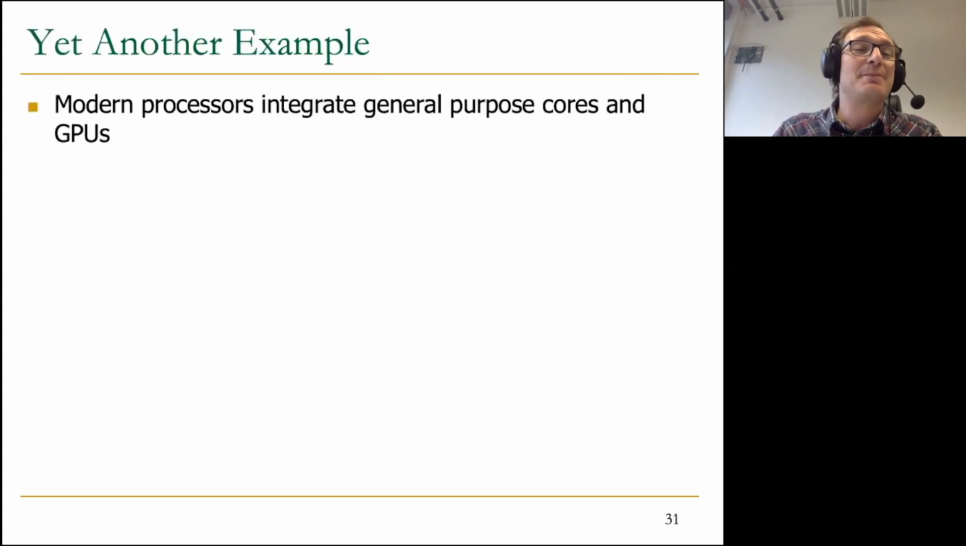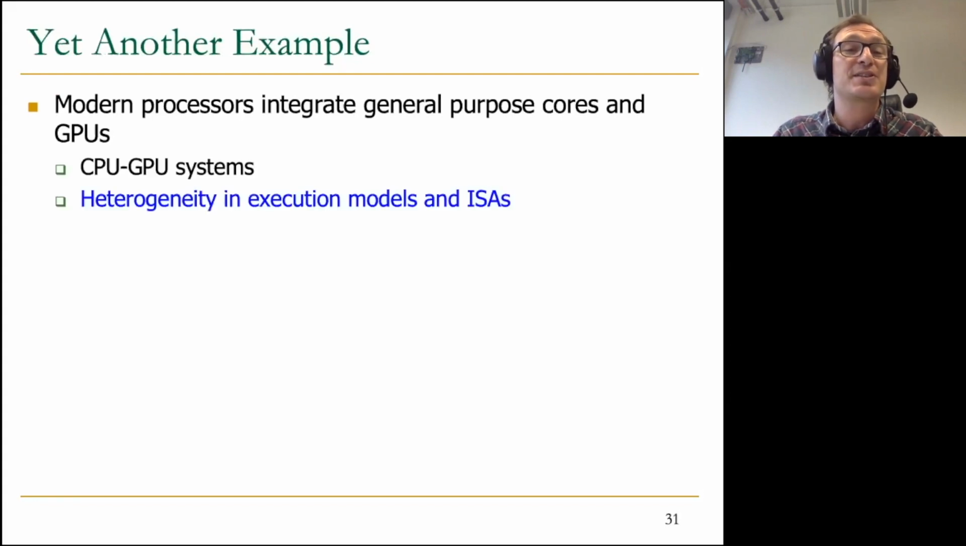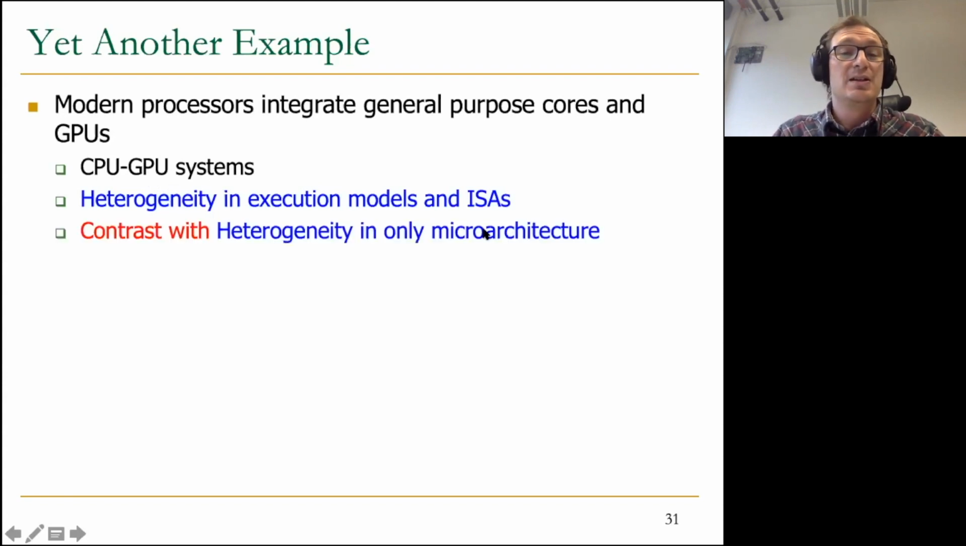So yet another example I just mentioned: modern processors integrate general purpose cores and GPUs. So CPU-GPU systems are another example. Here, the heterogeneity is not just at the microarchitecture level, but also in execution models and ISAs, clearly, in CPU-GPU. They have completely different ISAs for CPUs and GPUs. You have completely different programming models and execution models as well. So whenever you're offloading code between CPU and GPU, you need to take that into account. And contrast this with heterogeneity in only microarchitecture. So heterogeneity can happen at multiple levels, as you can see.